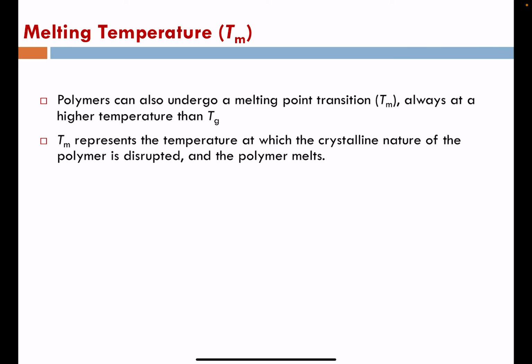How about melting? So melting is a process of distorting a crystalline feature in a polymer. So polymers can also undergo a melting transition. And what's important here to note is that this melting transition is always at a temperature that's higher than the Tg.